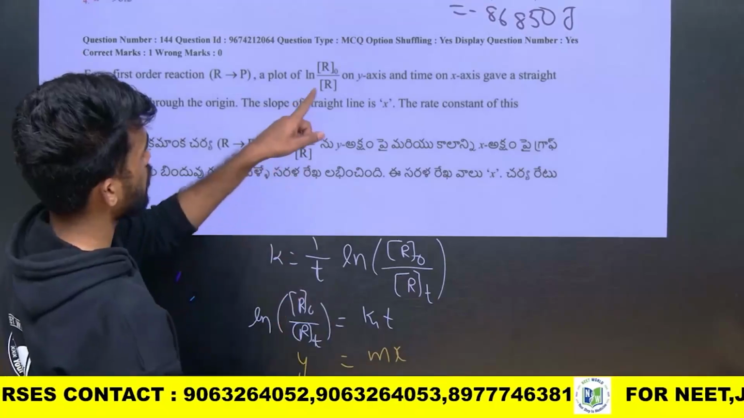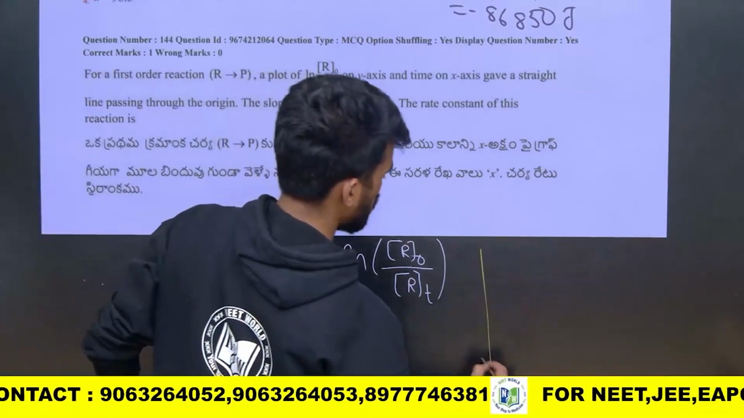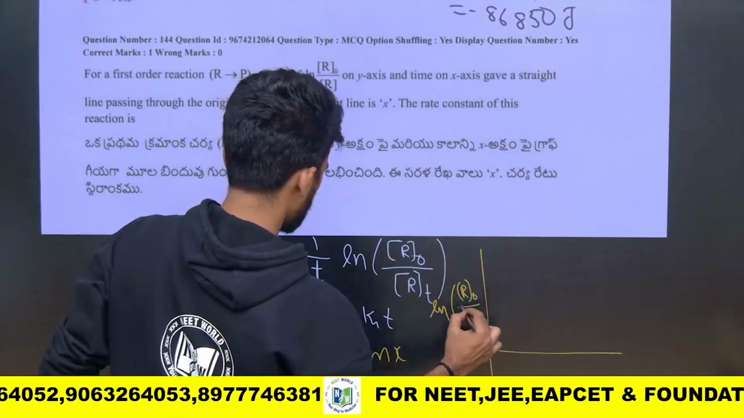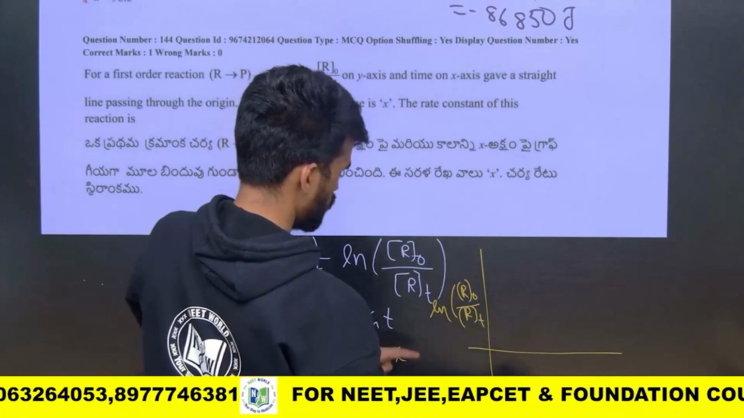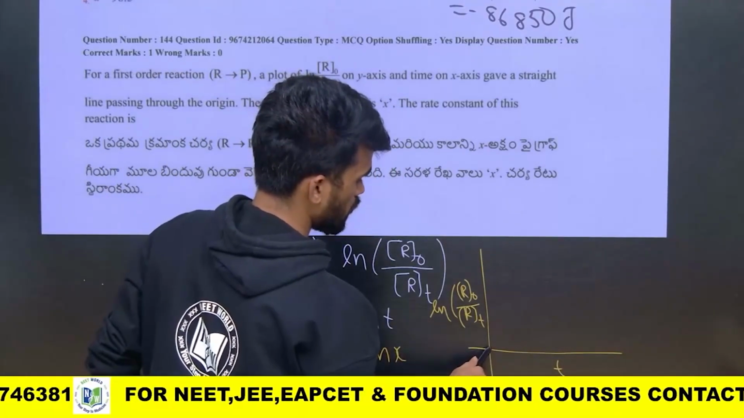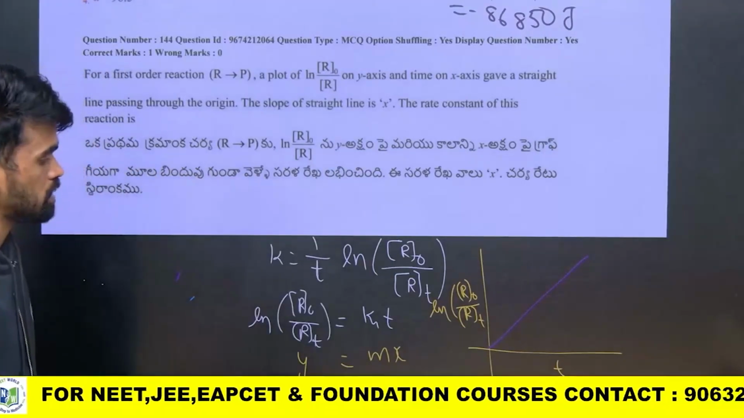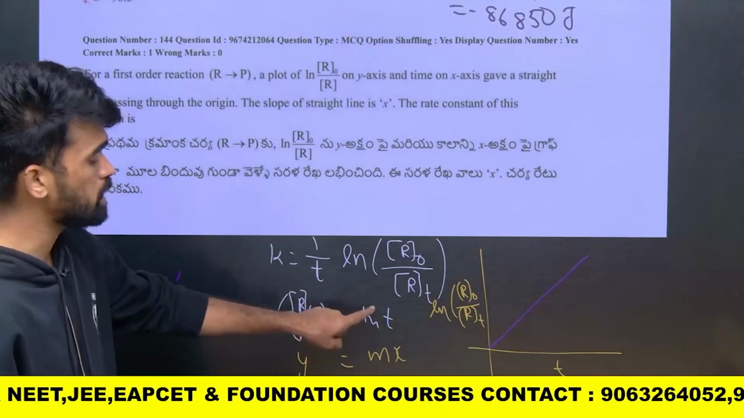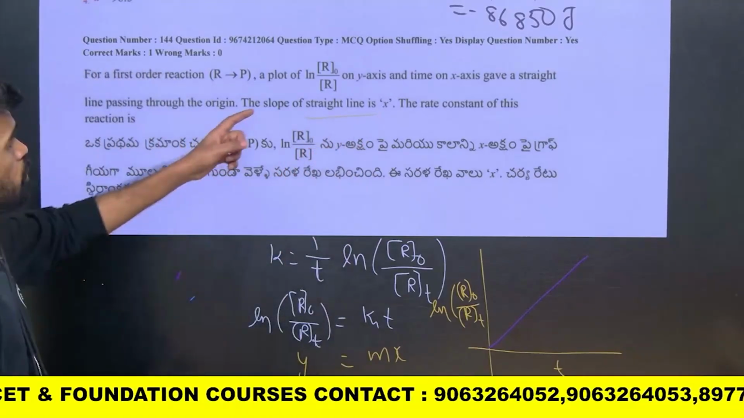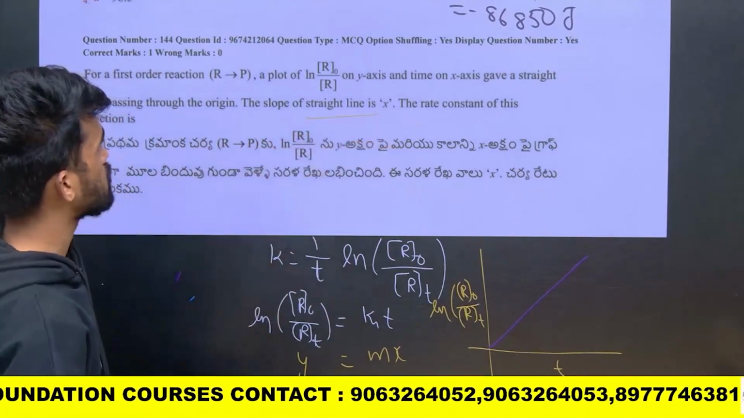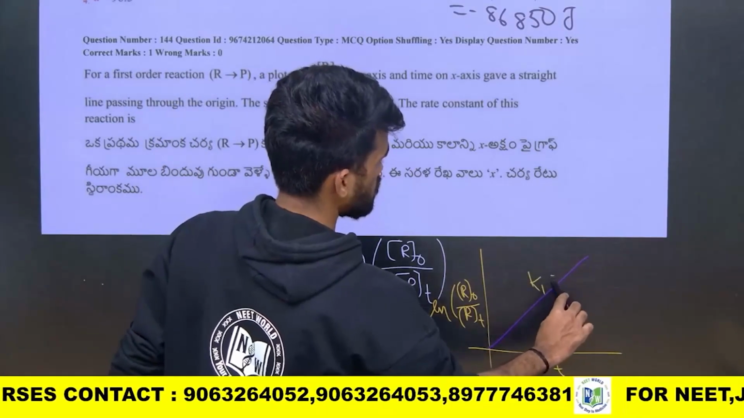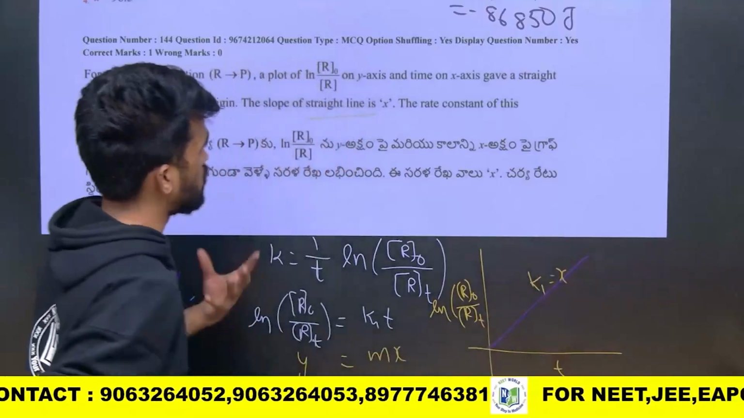So this should be on the y axis. I can take here on the y axis ln R naught by R t, on x here it is t. So here K1 is m. It means you will be getting a straight line like this, right? So what is our m here? Our slope is K1. So a straight line with a slope x, the rate constant of this reaction is x only, so K1 equals slope, that is x. So that is our answer itself.